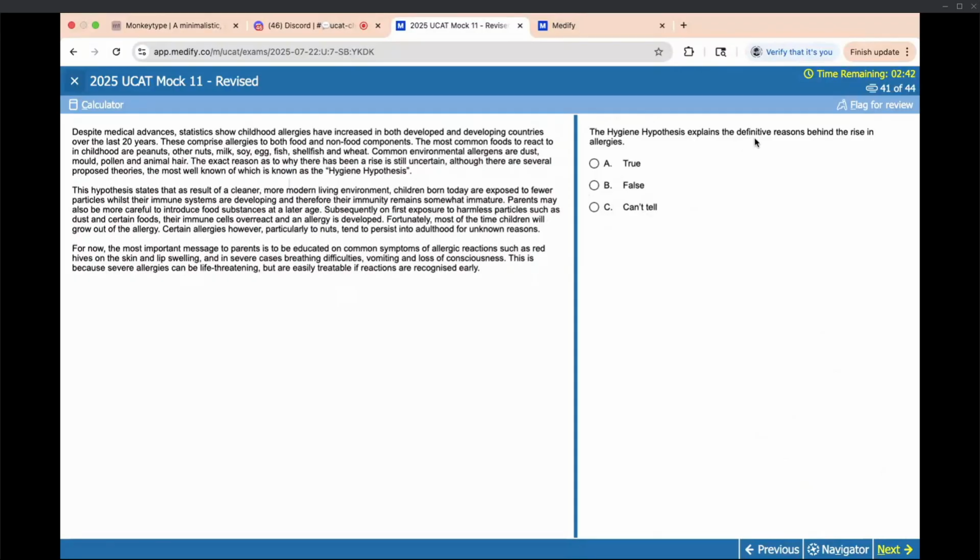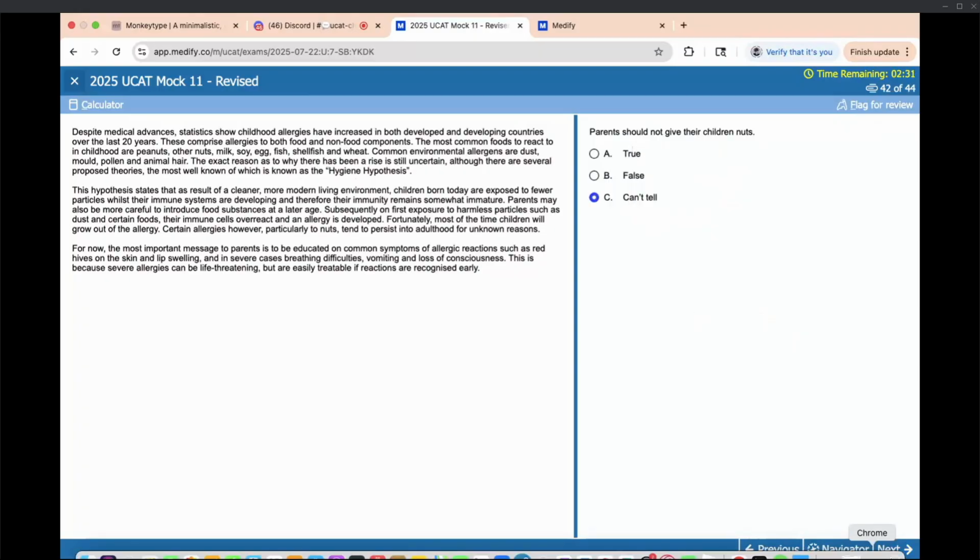Oh, is this the only true false I had? This is the only true false I had. It says here they're uncertain, which is hygiene is false. It's not definitive. Parents should not give their children nuts. Can't tell.